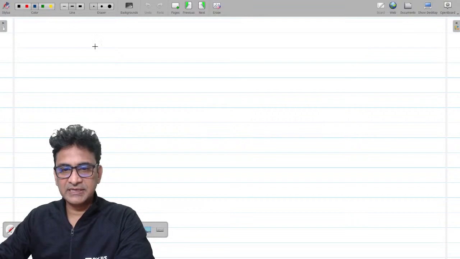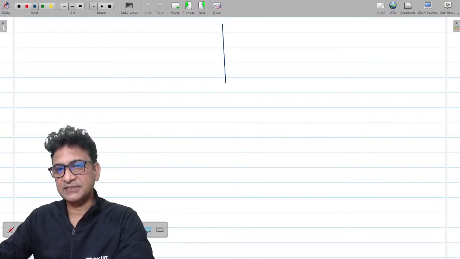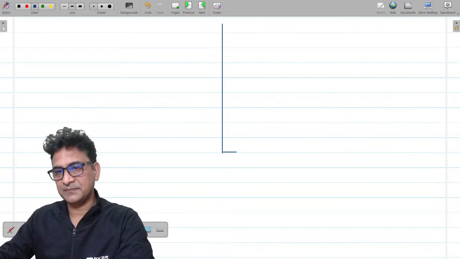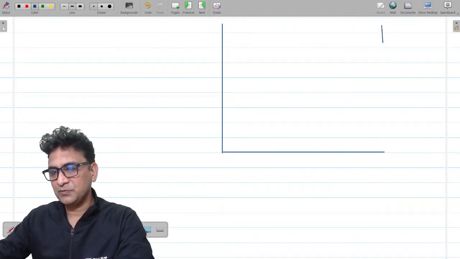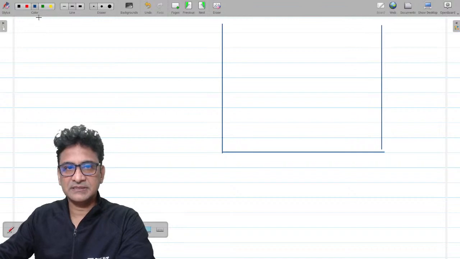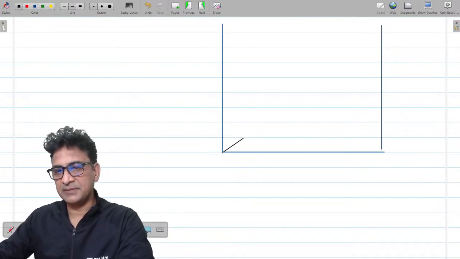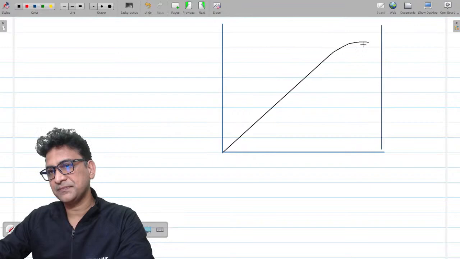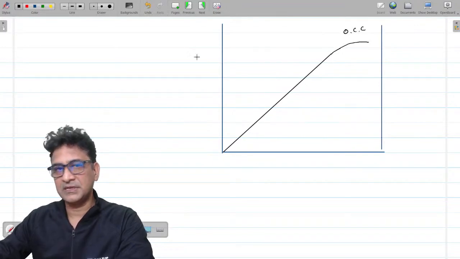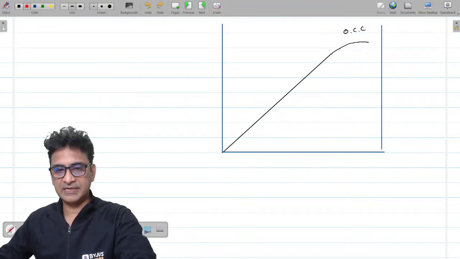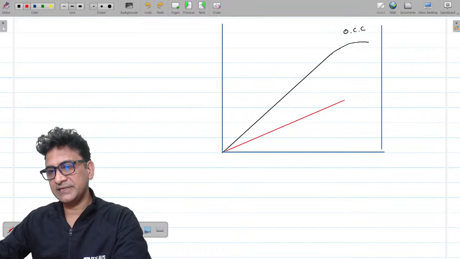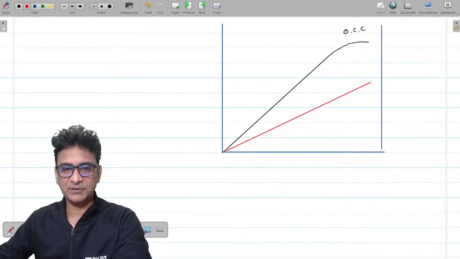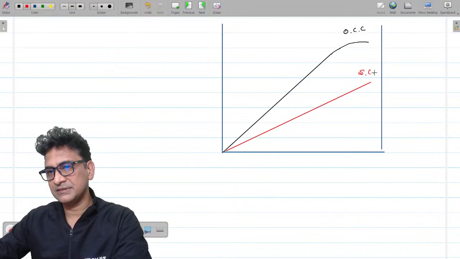We draw the open circuit test and the short circuit test, OCC and SCC, on the same graph paper. Suppose this is my OCC. In OCC, after some time, saturation will occur. Clear? This is the OCC. But SCC is always a straight line. So I have drawn OCC and SCC on the same graph paper to find out the value of ZS.